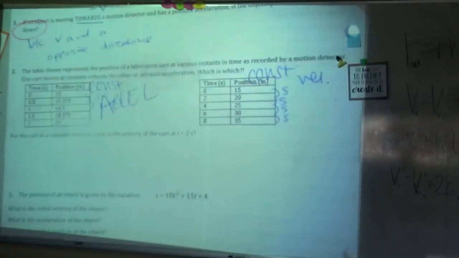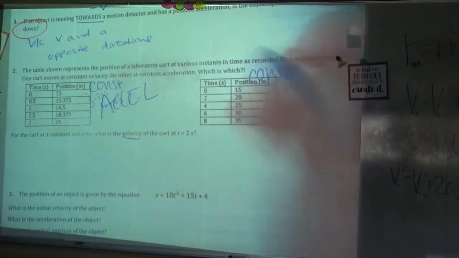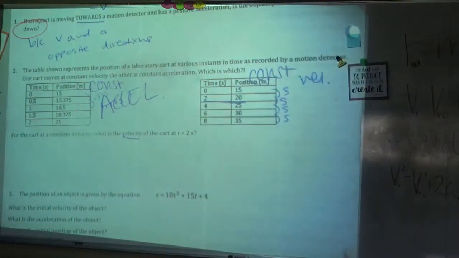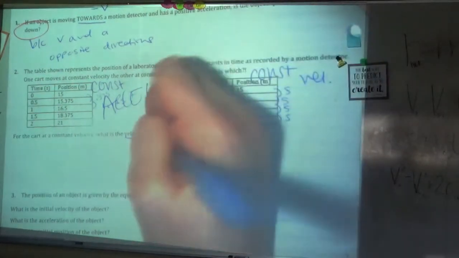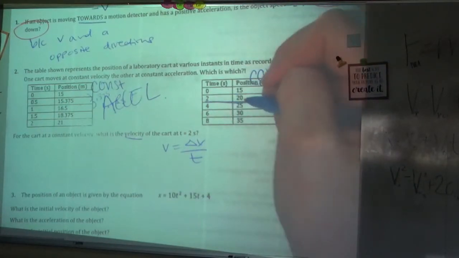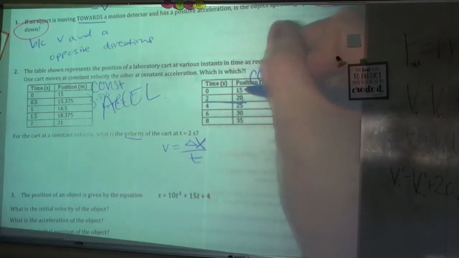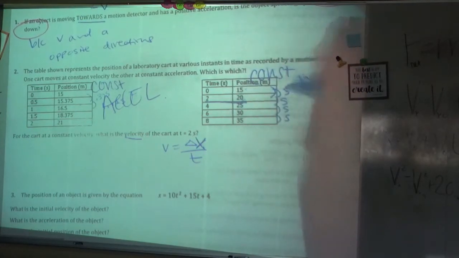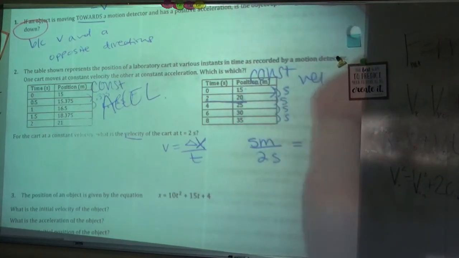And it says for the cart with a constant velocity, we want to find the velocity of the cart at 2 seconds. So you can go to 2 and use this. Or you can think the velocity is going to be constant, so you actually can use any of these. And because it's constant velocity, we use our constant velocity equation, displacement over time. Now the trick here is, if you use 2 seconds, totally fine, but 20 is not my delta x. Delta x is the displacement, so that would be from 15 to 20, which we said was 5 meters.